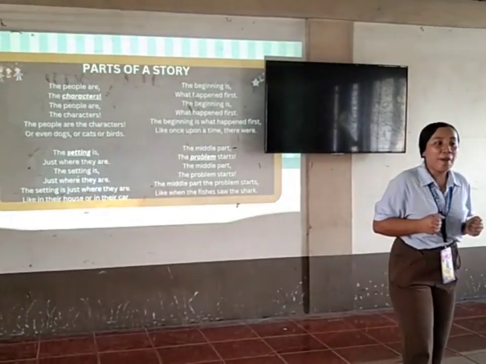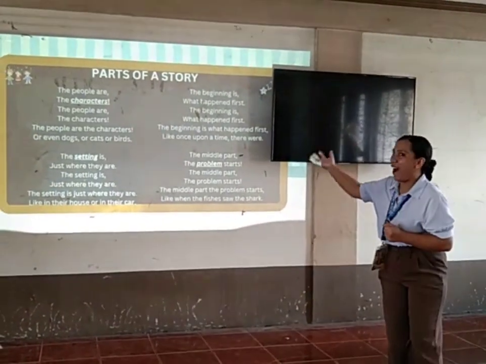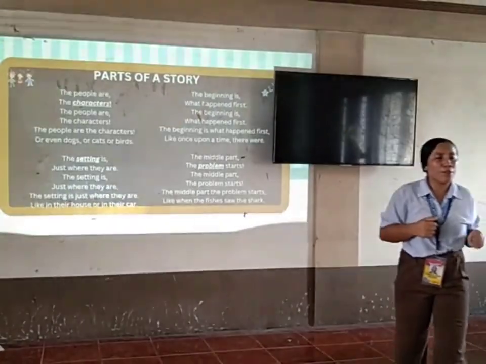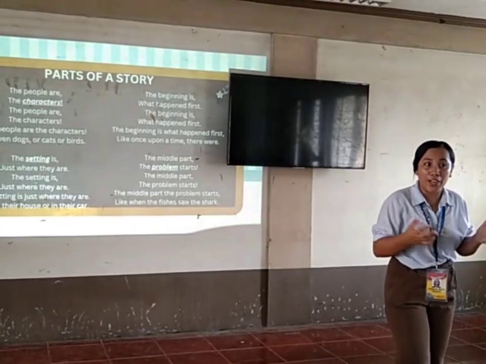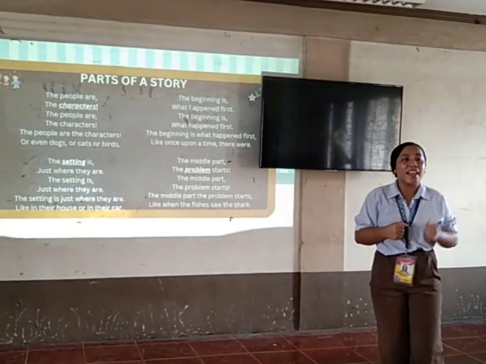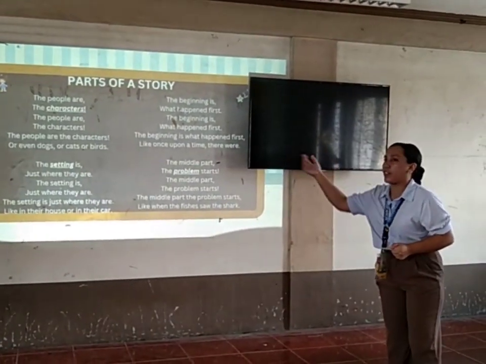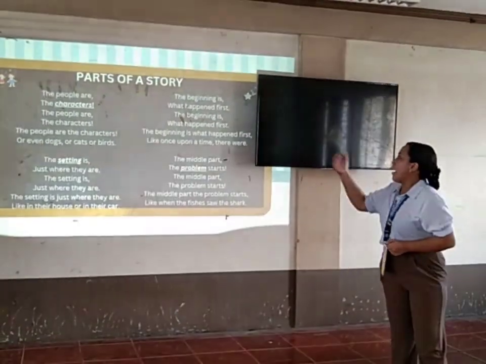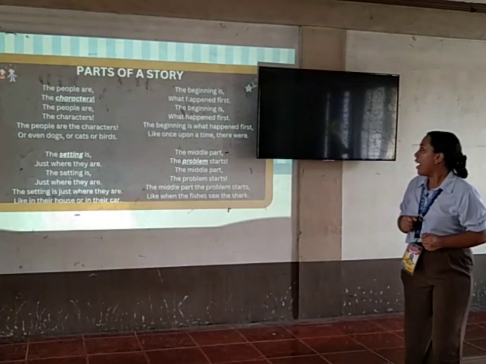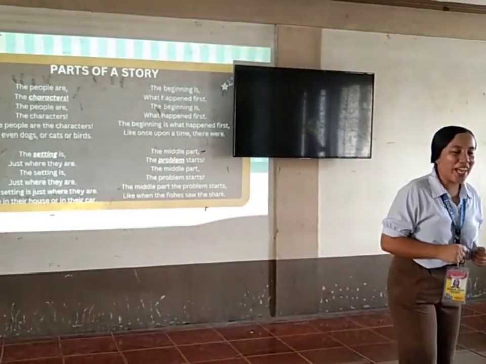So now, my grade 4 pupils, what have you noticed on this song? Yes, very good. It has underlined words. Can you tell me what are those underlined words? Yes, Antoinette. Yes, very good. We have the characters. The second, yes, we have the setting. Very good. And the third one, we have the problem. Very good.